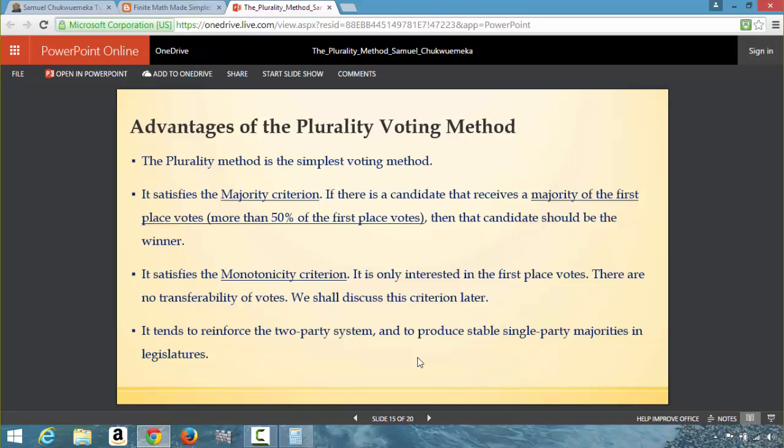Another advantage, you might call it an advantage or you might not, but I think it's an advantage. In the United States, have you ever thought about, okay, why do we have a kind of 2-party system, Democrat and Republican? We will look at this later on, but the plurality voting method tends to reinforce that 2-party system. In other words, it doesn't give voice to other third parties or other minority parties.